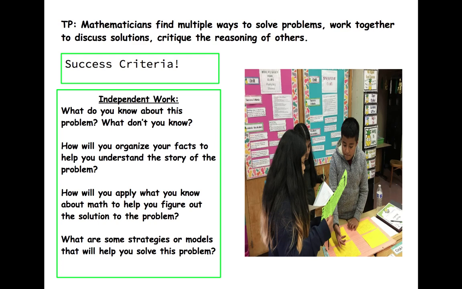Here's our success criteria. While you're working independently, you need to ask yourself, what do I need to know about this problem? What don't you know? What is missing? Ask yourself, how are you going to organize the facts to help you understand the story of the problem? What is happening in this story, and how are you going to organize it so that it makes sense to you? How are you going to apply what you know about math to help you figure out the problem and find a solution? Next, what are some strategies or models that are going to help you solve this problem? Boys and girls, even though your teachers are not there with you, you should continue using the strategies that we've used in class. Take models, number lines, anything that's going to really help you understand the problem.